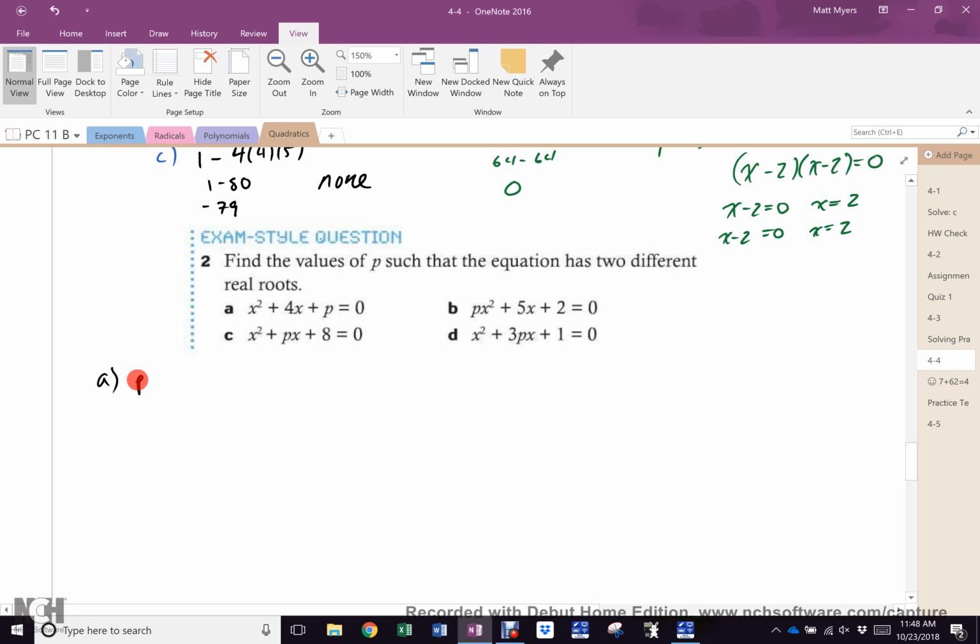P had to be what? Bigger. P has to be less than or greater than 4? Greater. This way. Less than 4. B. P had to be less than 25/8. C.